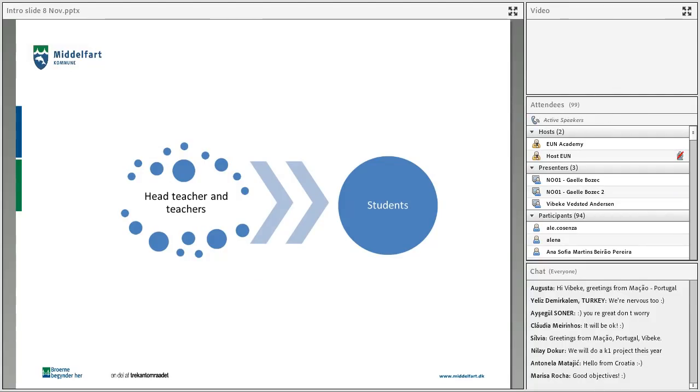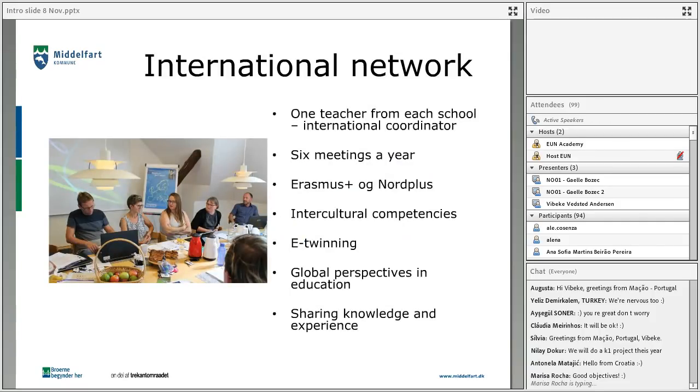Because at the administration, we work with the head teachers and also the teachers. But the goal is that these people should influence the students, because we cannot make international connections with the students before the teachers know how to do it. So we decided that we needed to have one international coordinator from each school of our municipality. And some of the schools were very engaged with international projects and had a lot of network, and other schools didn't even know how to begin or how to start.